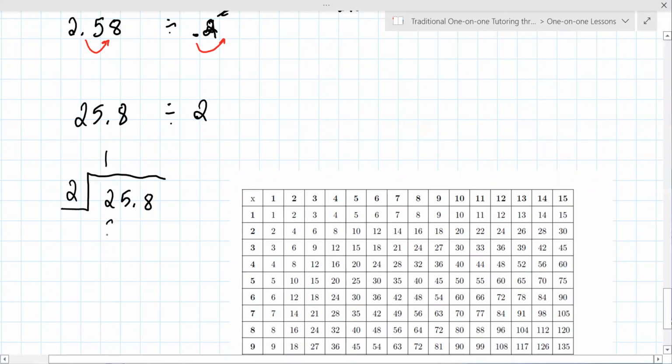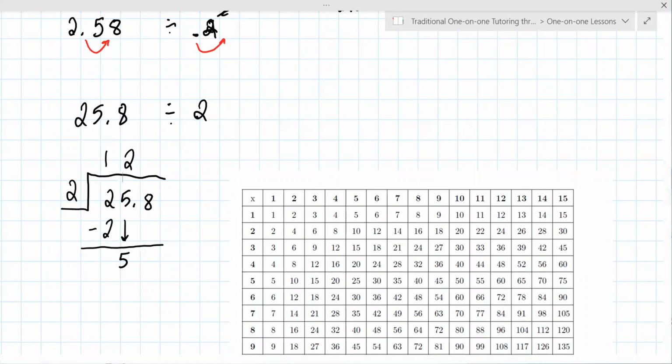So then you multiply and bring the 5 down, I'm sorry. We ask ourselves, how many times does 2 go into 5? 2 goes into 5 two times. Very good.